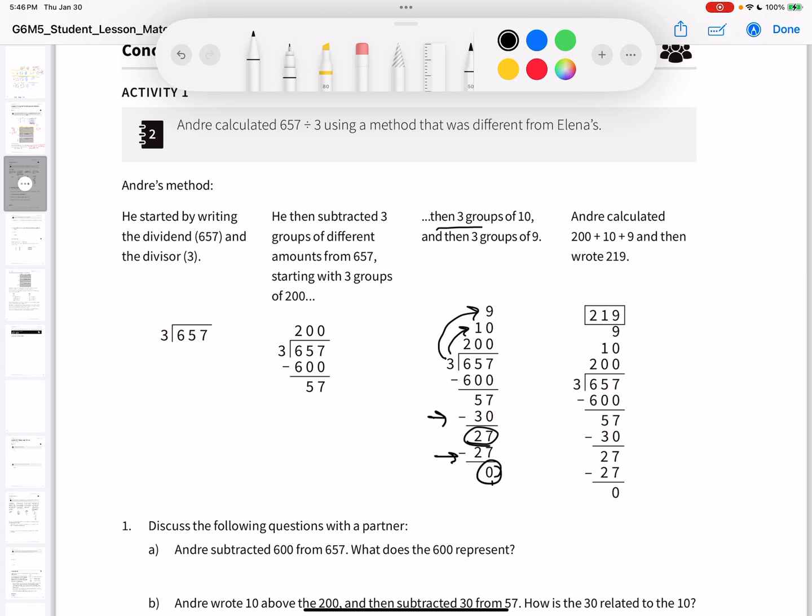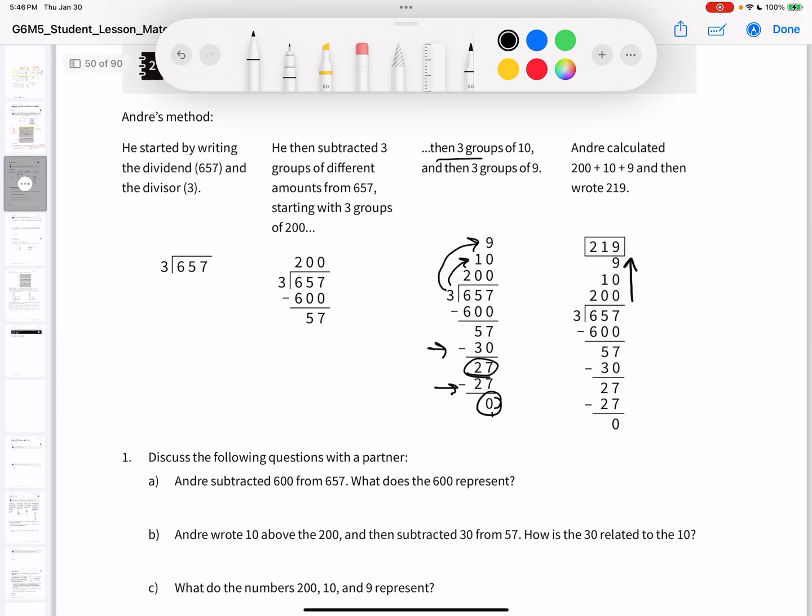Andre calculated 200 plus 10 plus 9, and then wrote 219. Okay? So he now knows what he was getting, right? And you can see up here, he added straight up all of the partial products, okay? All right, so let's look. Discuss the following questions with a partner.